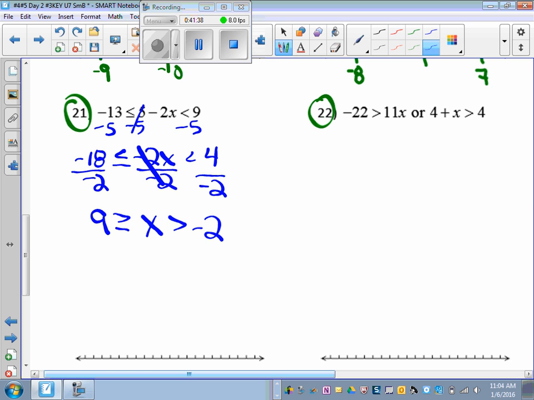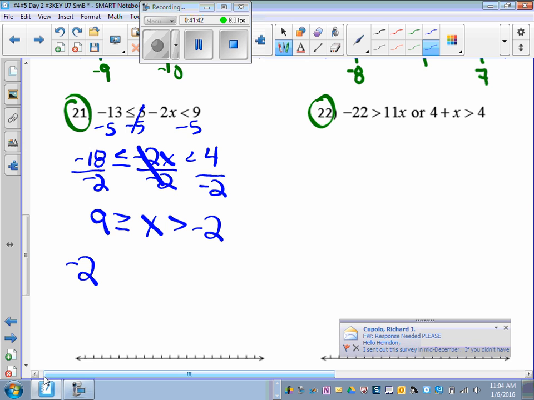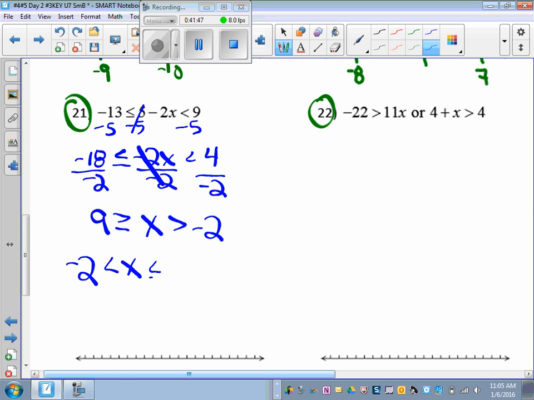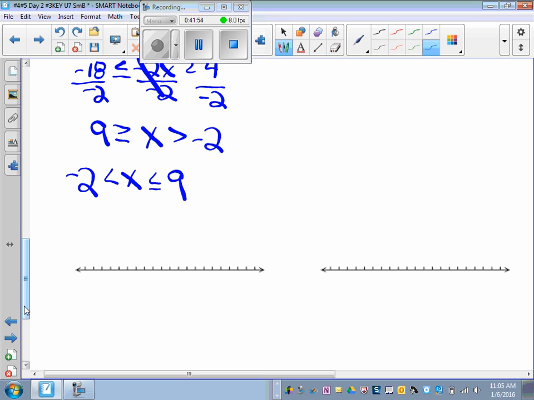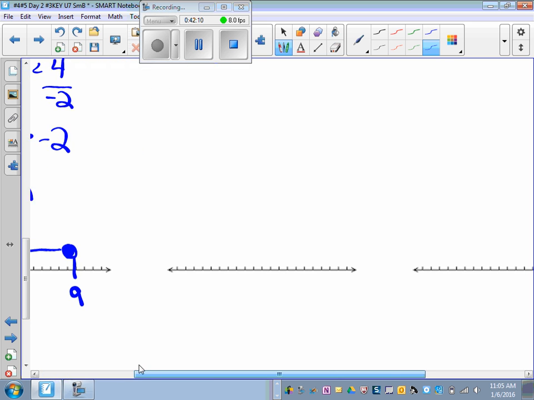We need to go ahead and move this whole thing around so that we have our negative on the left side. All right, so now let's go ahead and graph this. We have -2 and we have 9. 0, 1, 2, 3, 4, 5, 6, 7, 8, 9. Closed circle at 9. Open circle at -2. And statement, so we should have virtually that same graph.